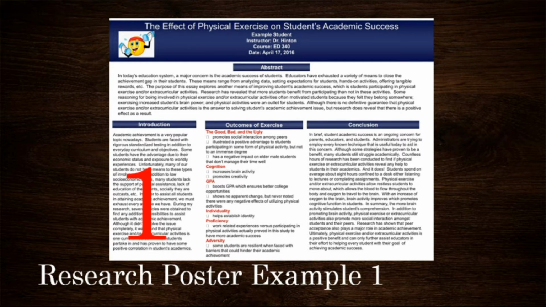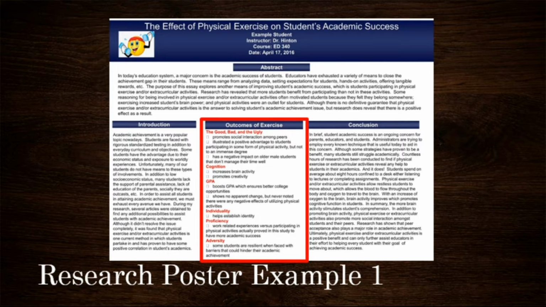This poster contains 3 primary sections. In the middle section, Outcomes of Exercise, the student covers the major findings from the lit review she conducted and broke them out into discernible categories using color and bullets.